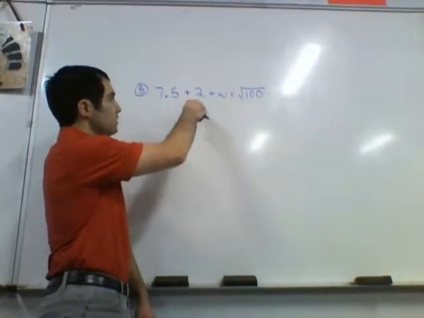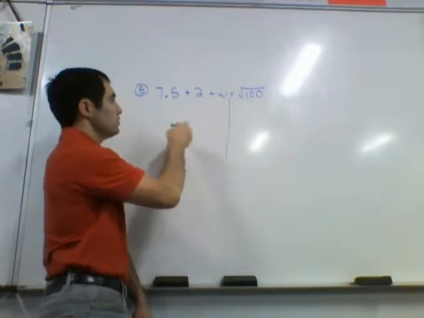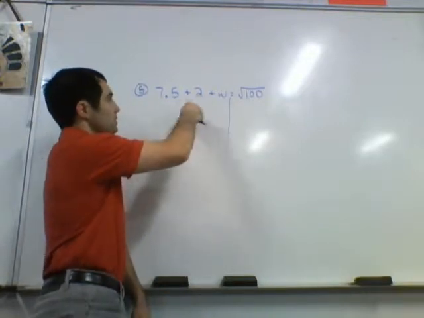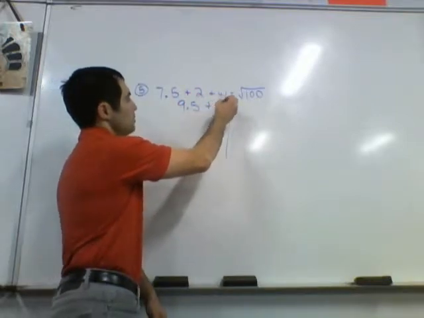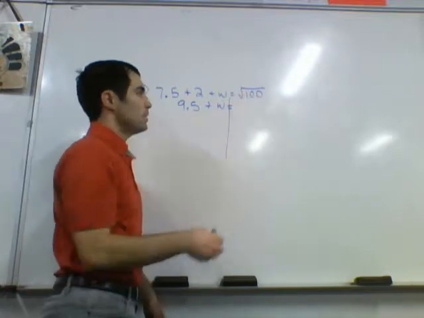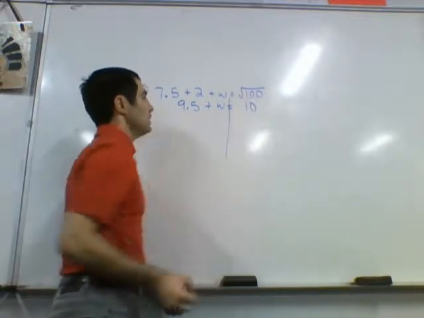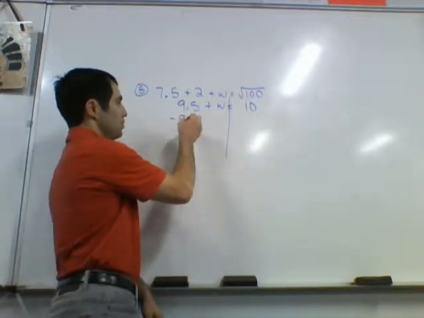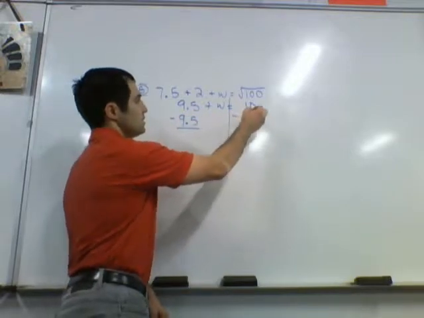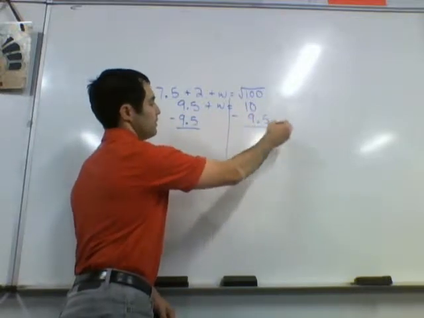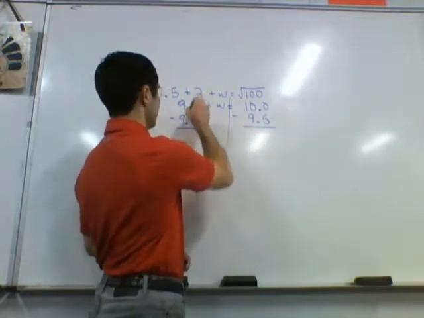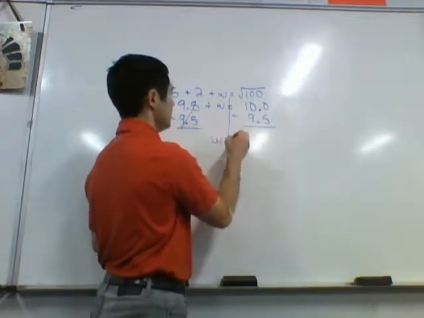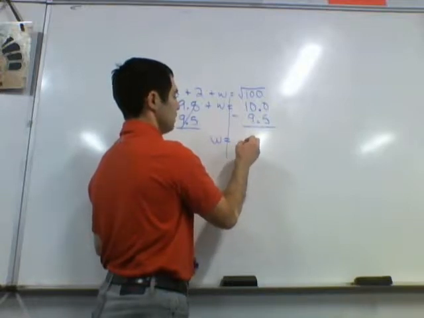Alright, I like this problem. First you have to combine like terms. Well, it's algebra, but before you get rid of this stuff, you have to combine like terms. 7.5 plus 2 is going to be 9.5 plus w equals, and the square root of 100 is 10, so you can go ahead and evaluate that. Then you subtract 9.5 from both sides. So you're going to have to borrow, and all you're going to have left after that cancels out is w equals 5/10.